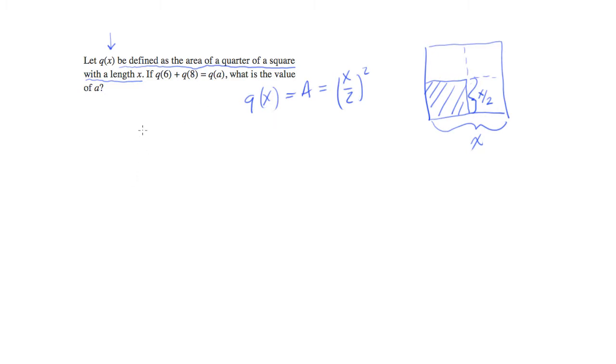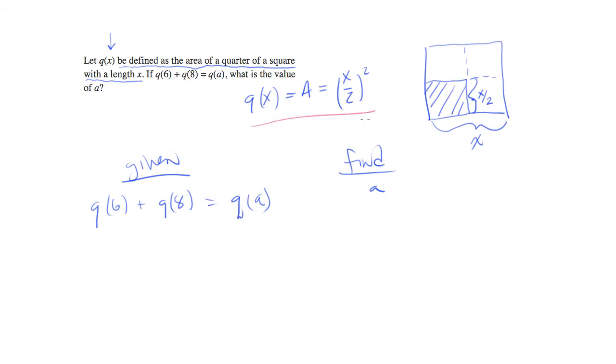Now, this problem changes into another familiar form that we've seen, which is you've been given some information and you're asked to find something. We've been asked to find a given Q6 plus Q8 equals Qa. Now at first this is a really tough thing to answer, but now we at least have a rubric. We have a tool that we can use to begin to solve it.